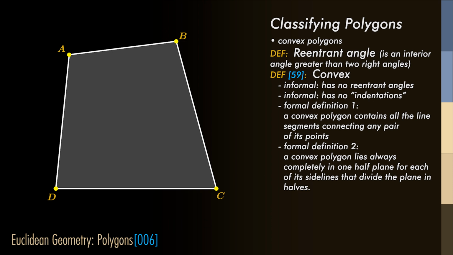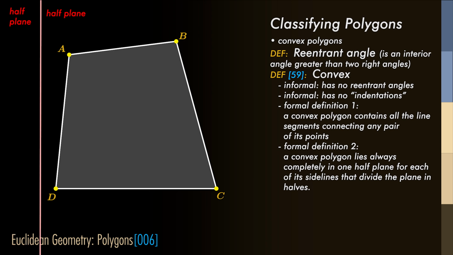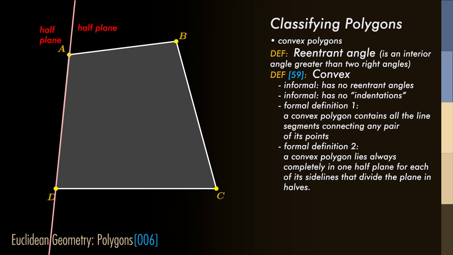But there is also a second way to define the concept of a convex polygon. If we consider a straight line in a plane, we can see that the straight line divides the plane in two half planes. If we now consider any sideline of a convex polygon, we see that the polygon will always lie completely in one of the half planes. So, a convex polygon lies always completely in one half plane for each of its sidelines.